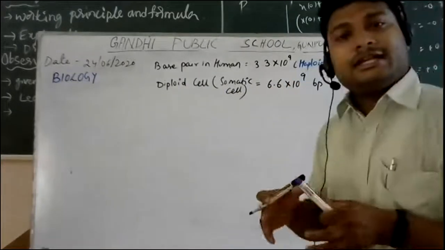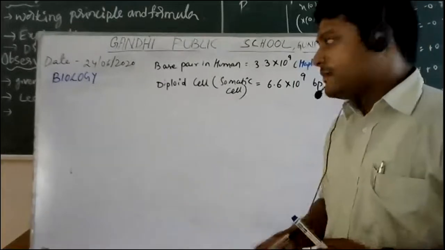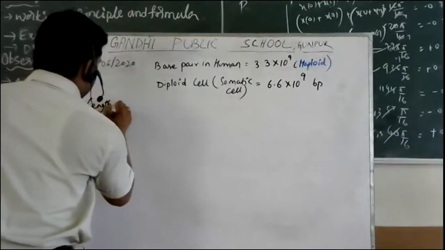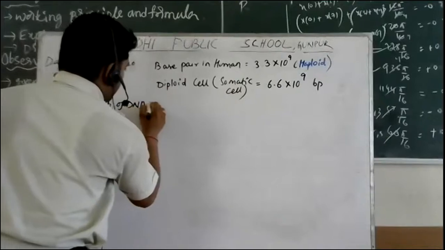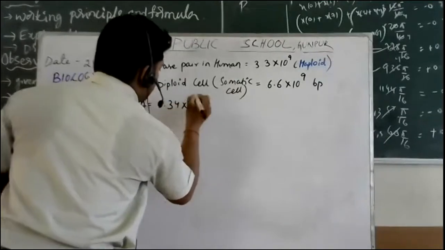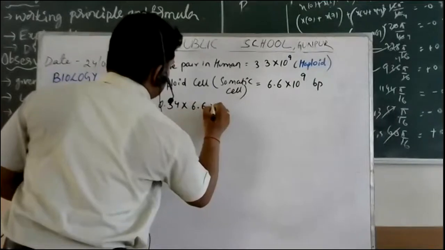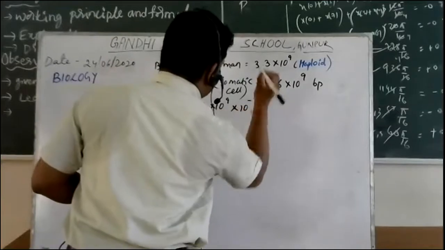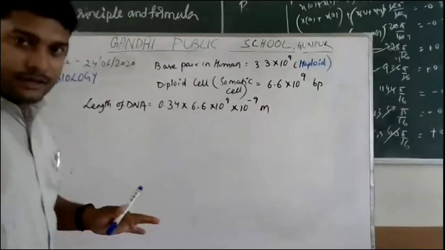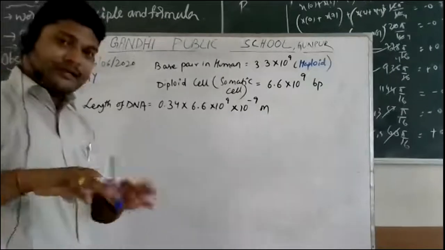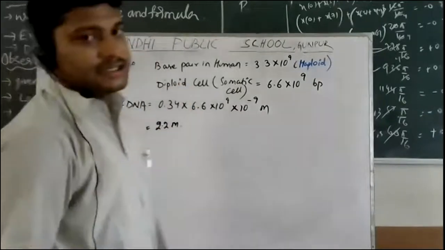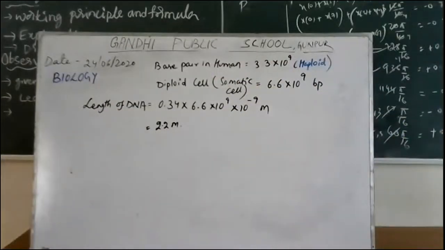Now, can you tell me the length of the DNA that we will get here? Based on this information, what will be the length of DNA? 0.34 into 10 to the power minus 9 into 6.6 into 10 to the power 9, so in other words 6.6 into 10 to the power 9 into 10 to the power minus 9 meters. Agree? If I solve this, you will get approximately 2.2 meters of the entire DNA that we have in our body.